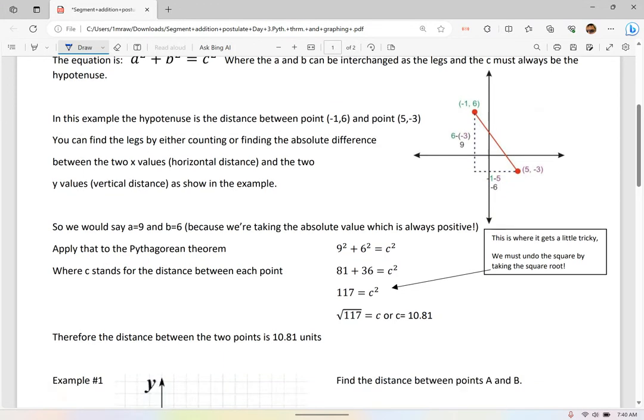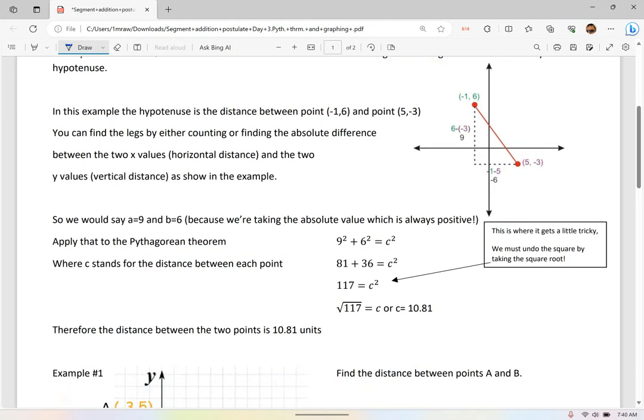Okay. So in this example, the hypotenuse is between the points (-1, 6) and (5, -3). You can find their legs by counting. You literally just count down here, using your graph, and count to the right, and that'll be the length. Now, I want to point out that even though it says -6, it's actually an absolute value, which makes it +6. Be careful with that, because whenever we talk about distance, that is always going to be a positive value, an absolute value.